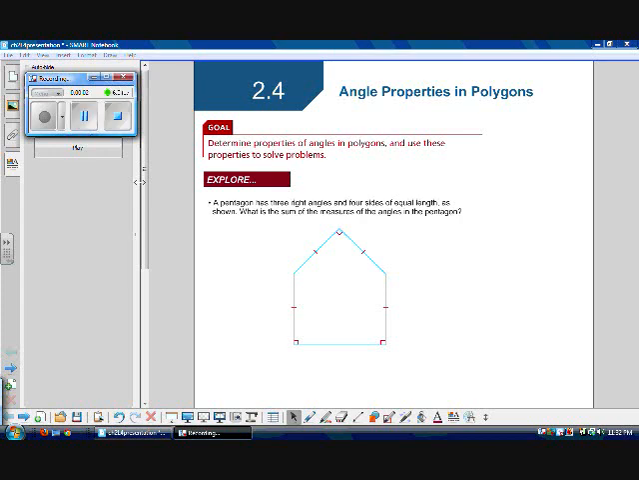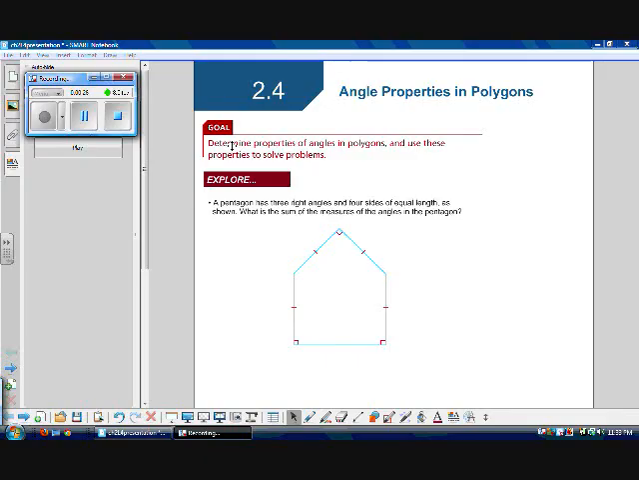Section 2.4 is entitled Angle Properties in Polygons. So now instead of looking at just angle properties in triangles, we're going to look at angle properties in all polygons. It doesn't matter how many sides they have, but we'll be focusing on convex polygons. So our goal is to determine the properties of angles in polygons and use these properties to solve problems.